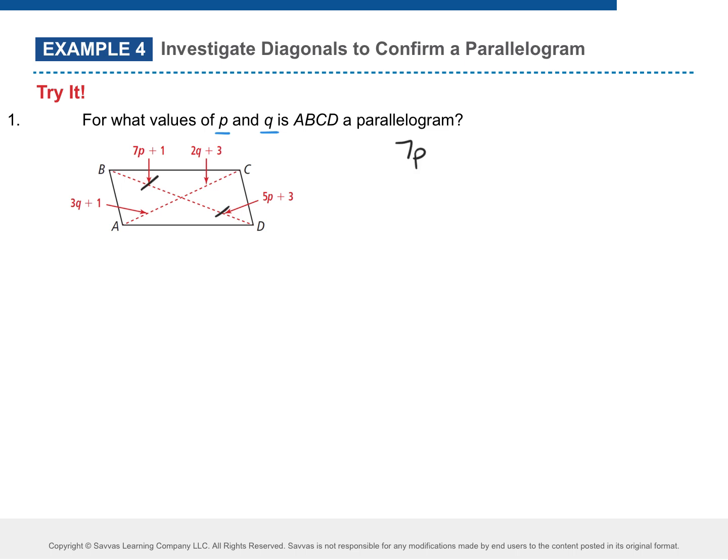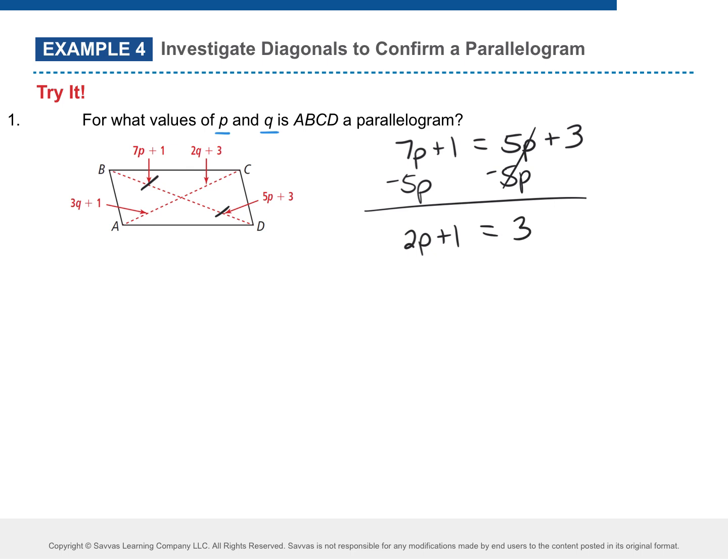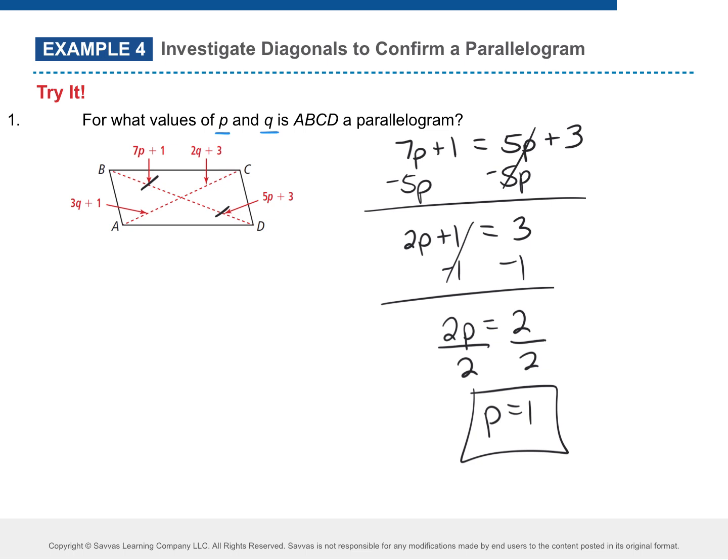So we do 7P plus 1 equals 5P plus 3. So then I solve. So I have 2P plus 1 equals 3. Subtract 1. 2P equals 2. What do we get for P? 1. So P equals 1. So we found our value for P.